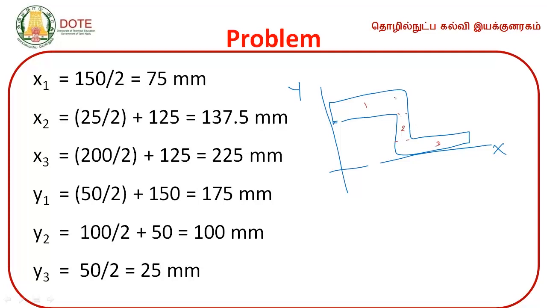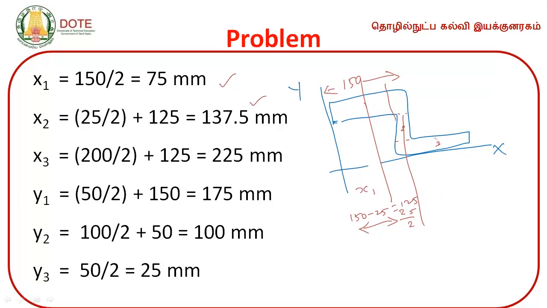Okay. So for X1, the first section, what do we get? This is X1. Total length 150 divided by 2, 75 mm. For section 2, what do we get? This is 25. So how much is this place? 25 by 2 plus this area. The total is 150. From 150, how much is there up to here? 150 minus 25 is equal to 125. Plus 25 by 2, 137.5.